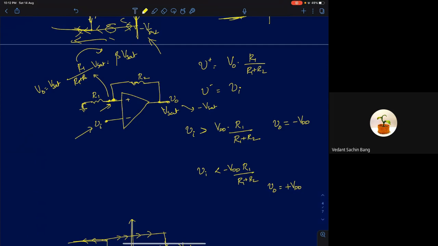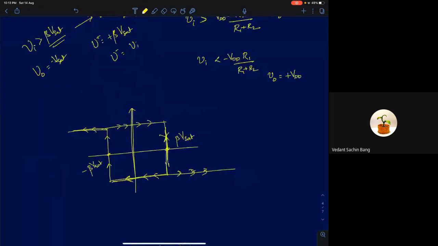See, you applied the input at the negative terminal. So if the negative voltage exceeds the positive voltage, then the output will become minus Vsat. So what will be that value? V plus is at plus beta Vsat, and V minus is at Vi. So if your Vi input is greater than beta Vsat, what will be your output? Output will be minus Vsat. So that's what I've shown in this graph.